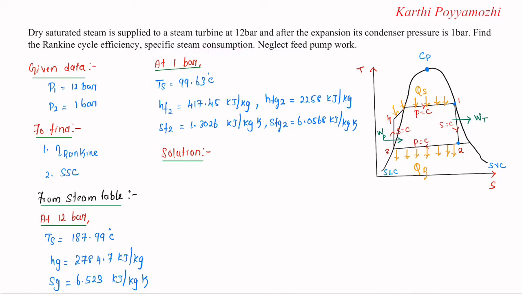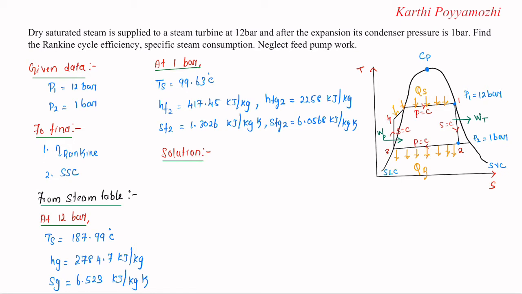We have to find the Rankine cycle efficiency and specific steam consumption with this given data and neglect the feed pump work. The feed pump work which is given to the steam power plant is being neglected. Therefore, from the given data at point 1, the pressure is equal to 12 bar, and due to this expansion process work is being produced and the pressure reduces from 12 bar to 1 bar at state point 2. Therefore, the pressure P2 is equal to 1 bar. This is the given data.